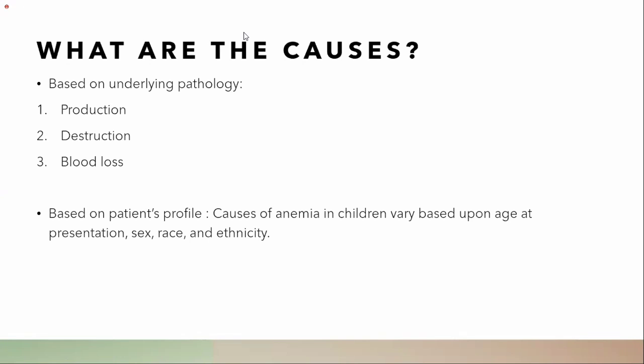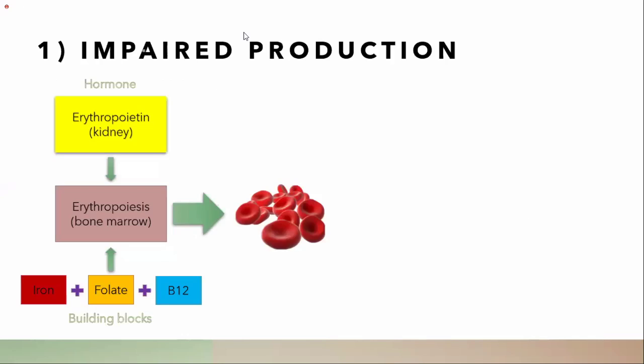First, we can understand it based on the underlying pathology, which is impaired production, destruction, and also blood loss. And it also can be classified based on the patient's profile, which I will show you later. So the first one is the impaired production of red blood cell.